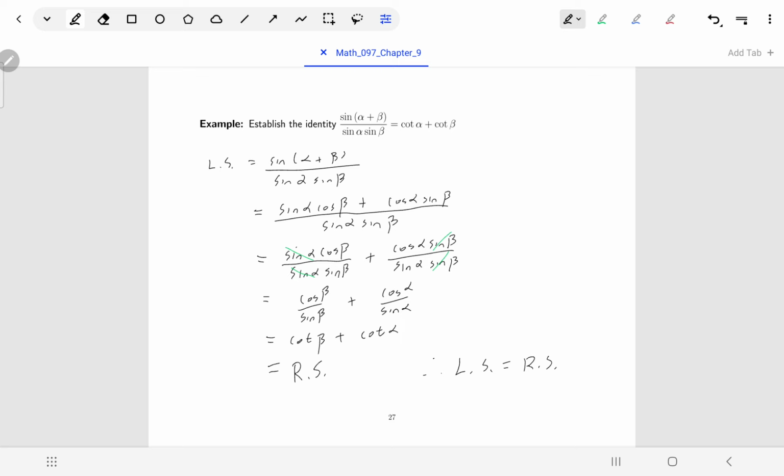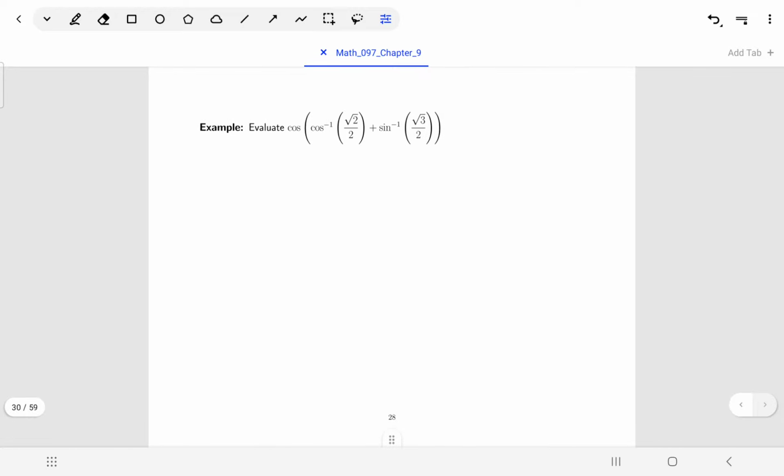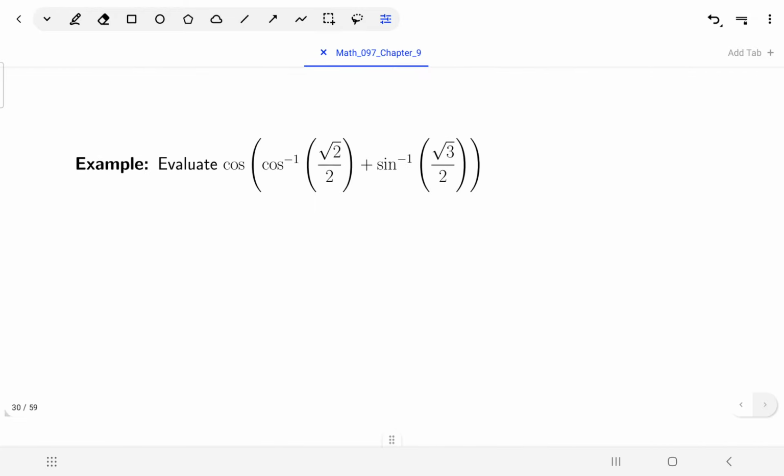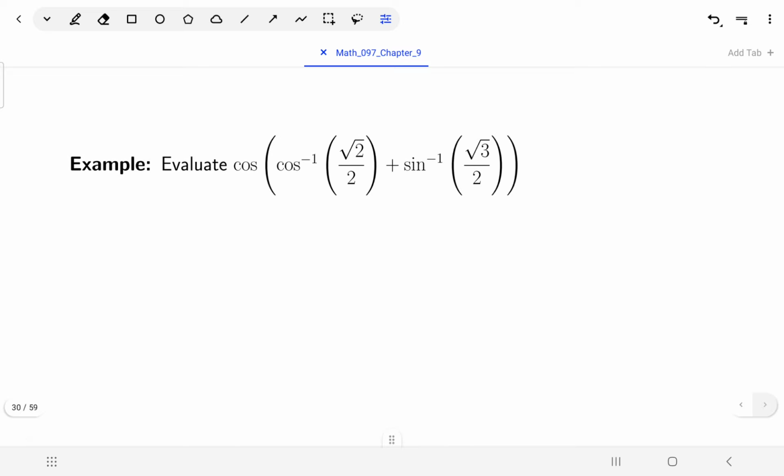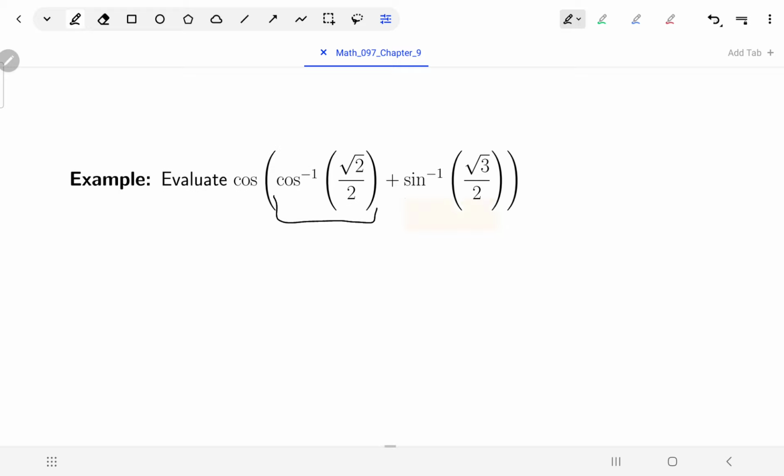Okay, good, good, good. So we've done some establishing identities. Let's do one other one, and this one's kind of a fun one because we'll have some inverse trig to throw in the mix. This looks worse than it is, but it's actually not bad. Remind ourselves that when I say cosine inverse of something, that is an angle, and sine inverse of something, that is an angle. So really what we're looking at is cosine of one angle plus another.